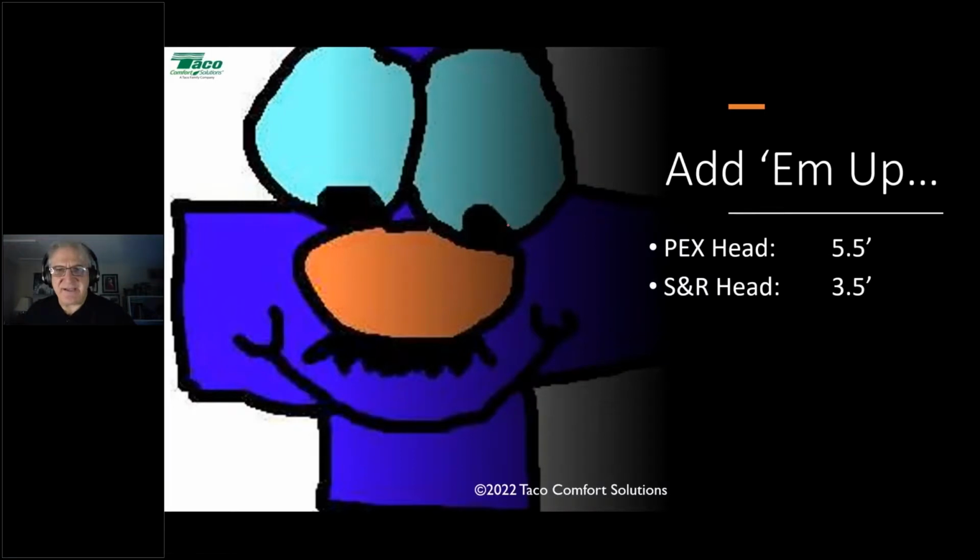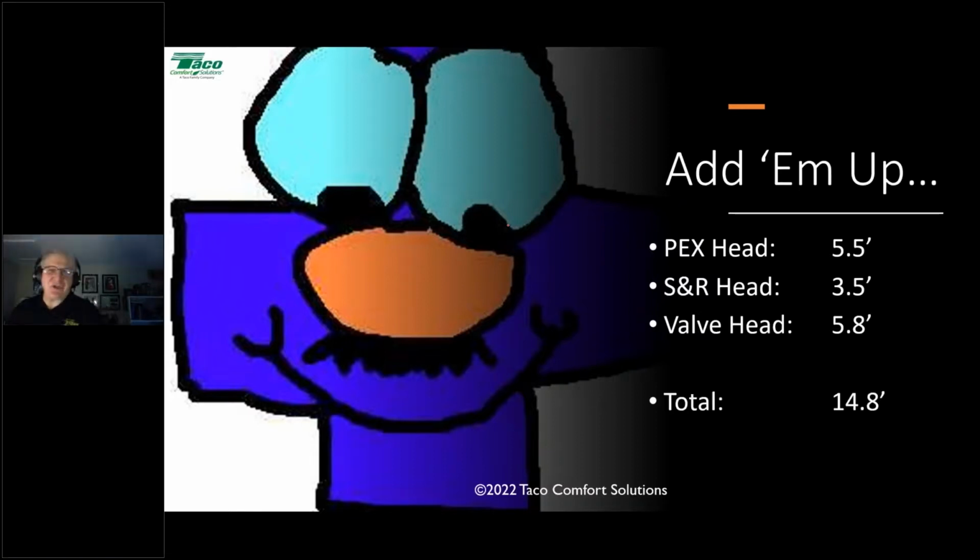5.5 feet of PEX head, 3.5 feet of supply and return head, and 5.8, let's call it, feet of valve head. That gives us a total of 14.8, we're going to call it 15 feet of head. So now I need a circulator that'll do 6 gallons per minute at 15 feet of head. That's what I'm looking for when I pick a circulator for this radiant job.